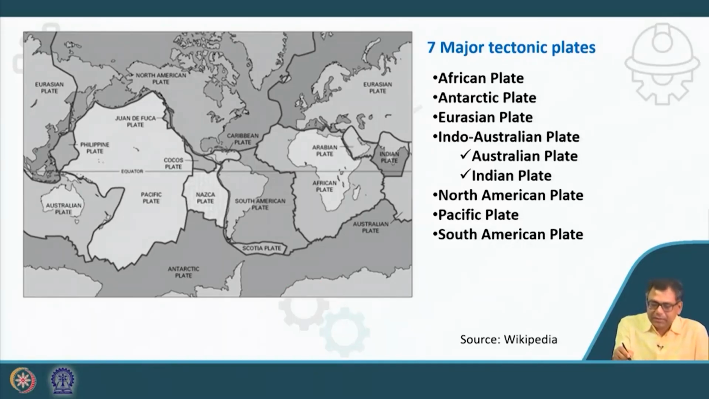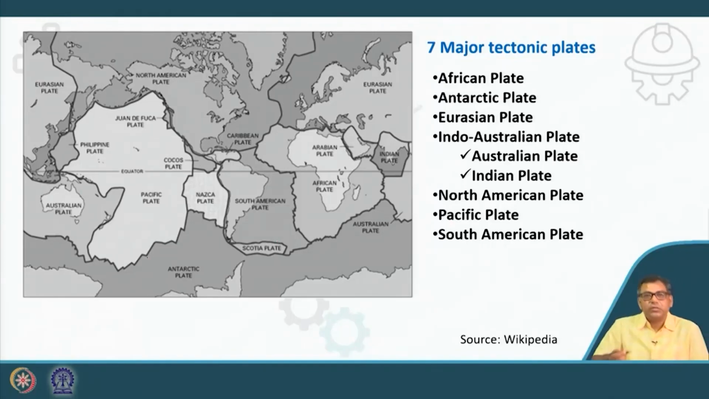And then the Eurasia plate, this is the Eurasia plate. You can see this part also. Then the Indo-Australia plate, some part is here, some part is here. So this is the Indo-Australia plate and this is the Indian plate. This is the Himalayan region, so this is our Indian plate. Then this one is the North American plate, and this is the South American plate. And another one is the Pacific plate.